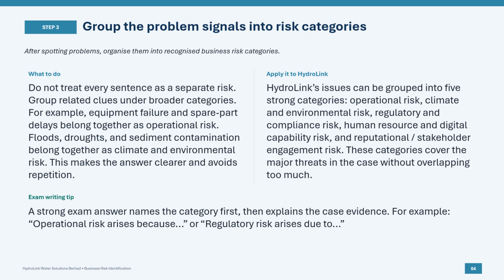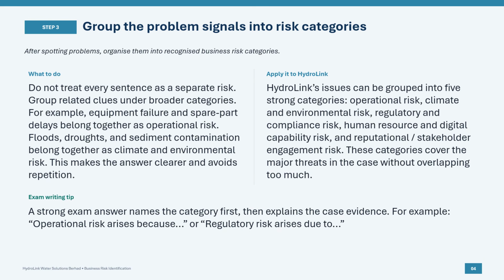Step number 3, group the problem signals into risk categories. So you need to group them all together. As you know, there have been more than 5 risks, so you need to group them. You need to actually prioritize them, which are the most important risks. So you need to find out the root cause of the risk so that you handle the root cause, then you settle the risk.